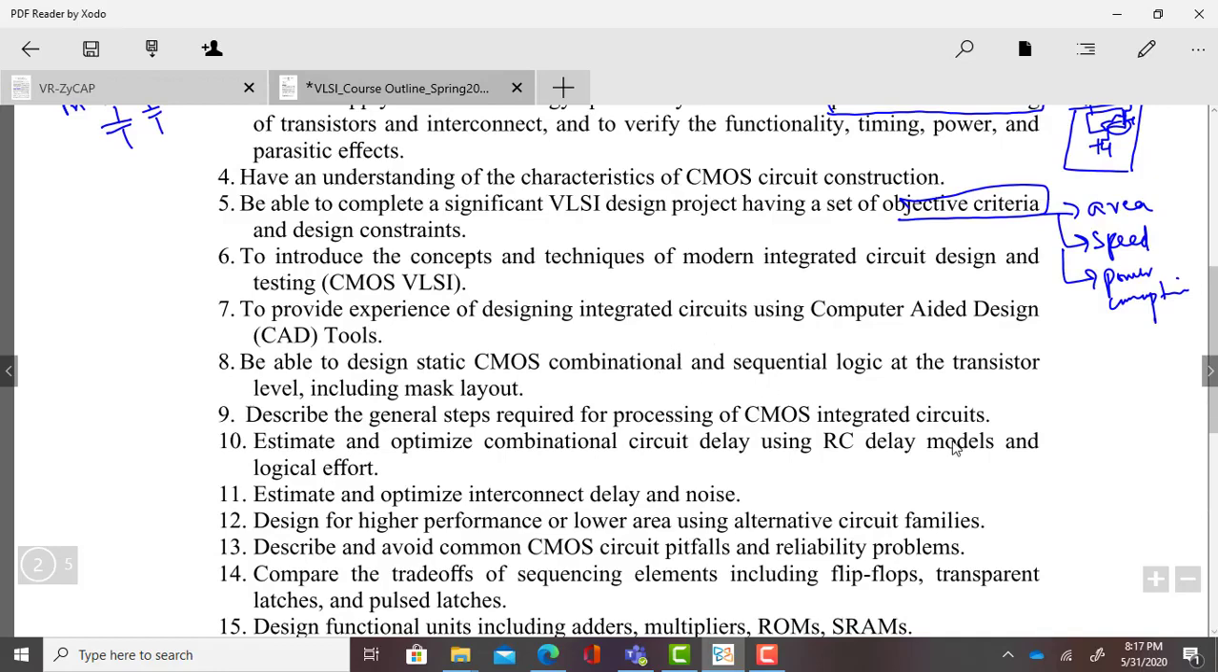Okay, so we will cover two kinds of circuits, combinational and sequential. Again, these you know very well from your digital logic design course. Okay, but in your digital logic design course, you were doing all the things at the gate level, and in this course we will go inside the gates.